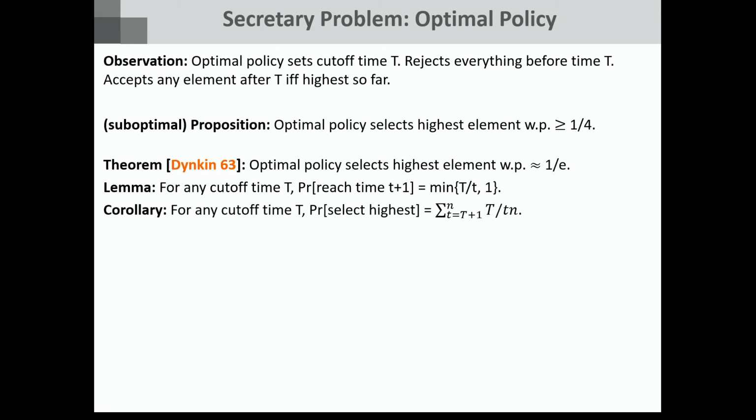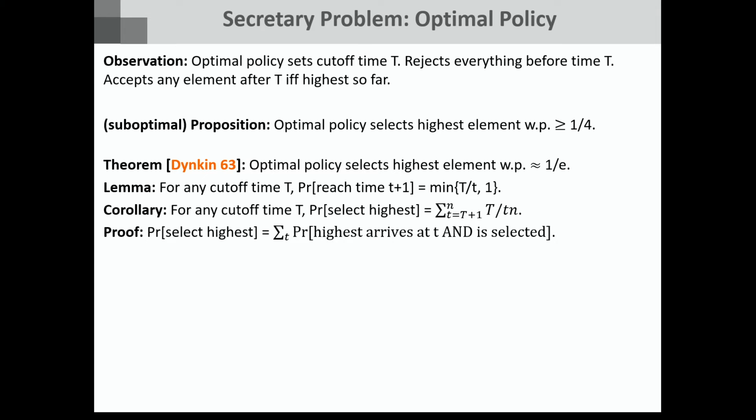So what's the corollary? It's that now we can compute for any cutoff time the probability that it selects the max weight element. Okay, and I claim it's exactly this sum, which is just summing over every time step that the highest element might arrive at and possibly be accepted of this term, which is just the cutoff over little t, over n. Okay, so let's prove this.